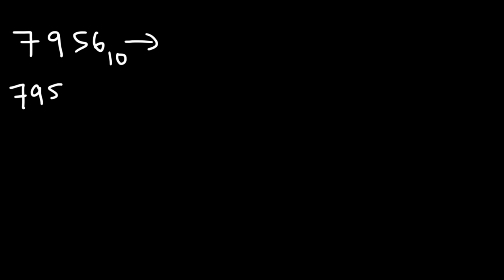Actually, I meant to say without using a calculator. So let's do another example like that. 7,956. So convert this base 10 number into a hexadecimal number. So let's begin by taking 7956 and let's divide it by 16. So let's use long division.